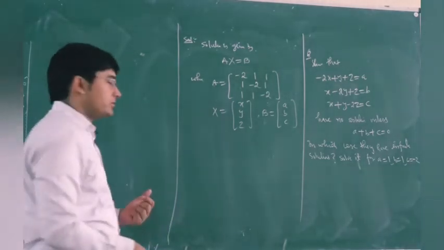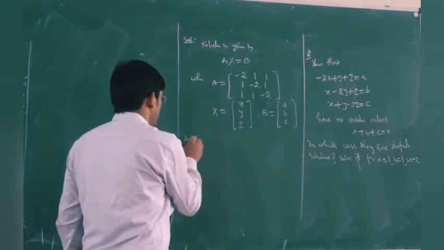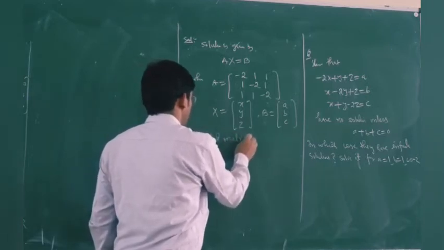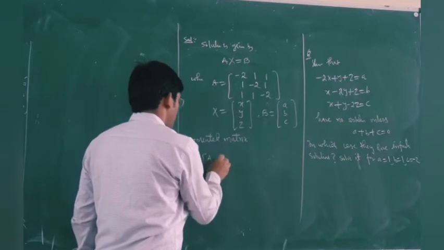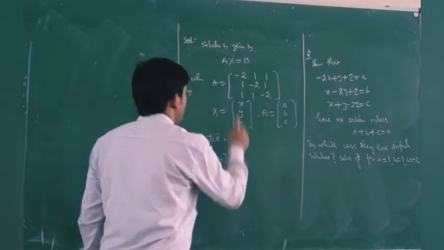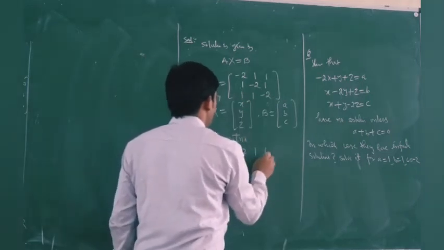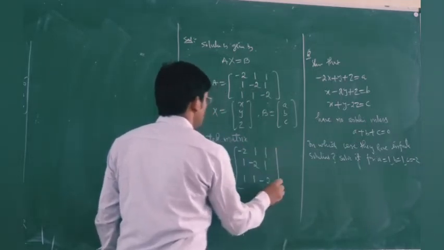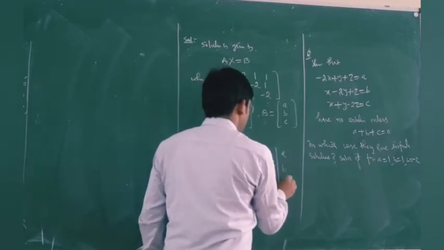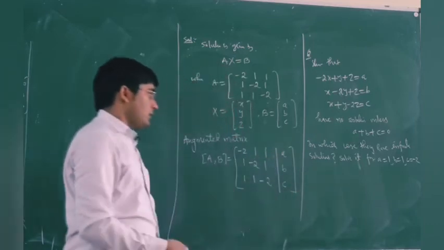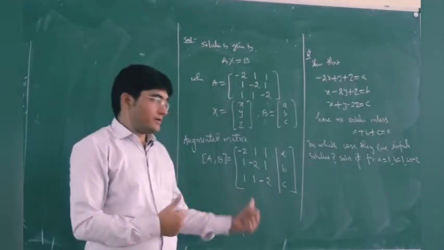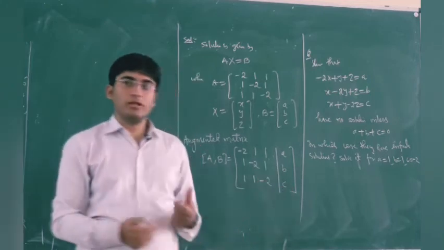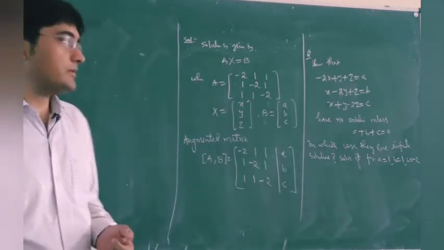So let us find out the augmented matrix. So your augmented matrix is A comma b equal to, your A is this one, minus 2, 1, 1, 1, minus 2, 1, 1, 1, minus 2, and your b is the right hand side, that means a, b, c. Now let us find out the rank of this matrix, and with the help of rank we will show that there is no solution if a plus b plus c is not equal to 0.